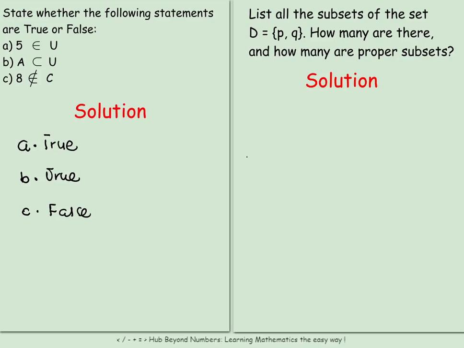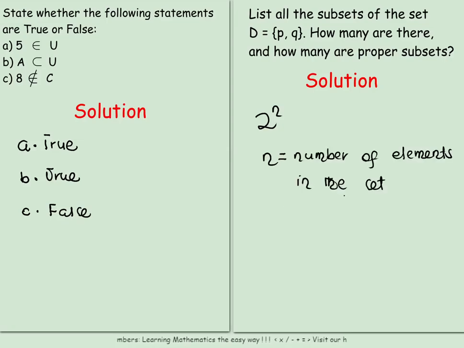So generally, if you want the number of subsets of any set at all, we use the formula 2 raised to the power n. And we say the n is simply the number of elements in the set. What do we mean by the number of elements in the set?